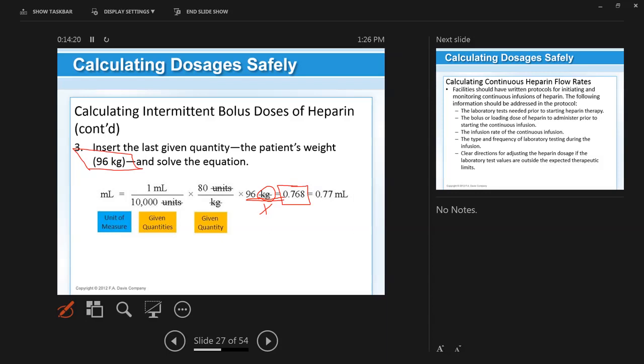Again, our instructions were to round to the hundredths place, so that's this right here. So we need to identify what number is in our thousandths place, and it is 5 or greater, an 8, so we would need to round up. So our answer would be 0.77 milliliters.